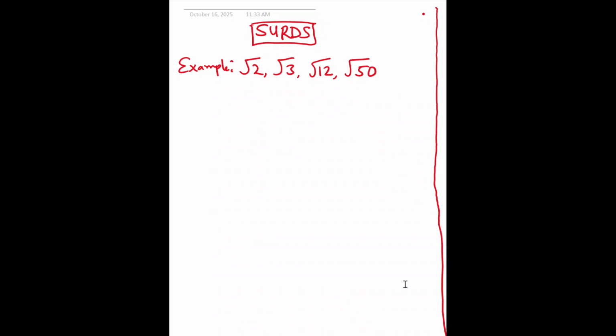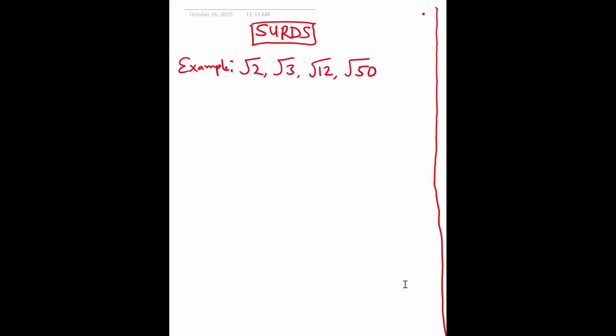And in this video, I'm going to be talking about SURDs. A SURD is defined as an irrational number that can be expressed in the form of a root that cannot be simplified into a whole number or a rational number. You can see from the examples on the screen: root 2, root 3, root 12, root 50. Any number where you cannot find a perfect square root for it, but it can be broken down with one number having a square root and the other number not having a square root, is a SURD.